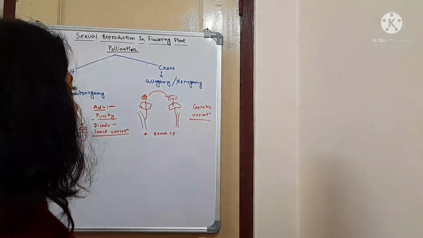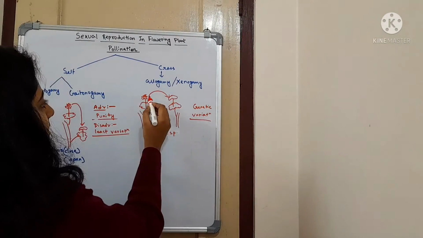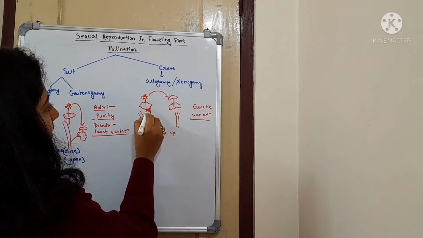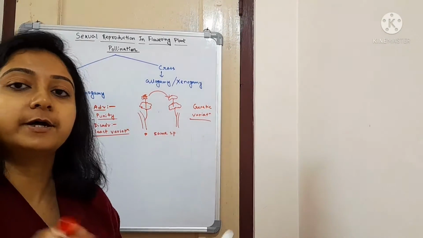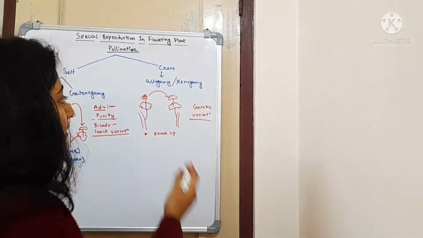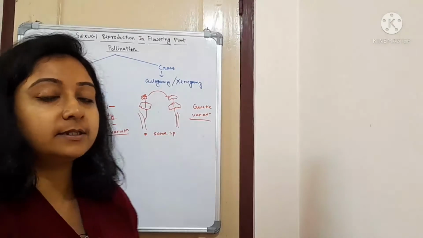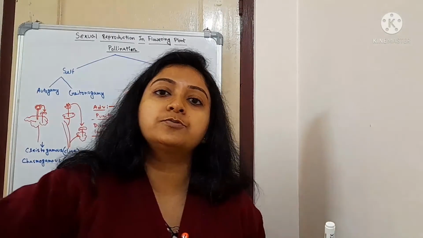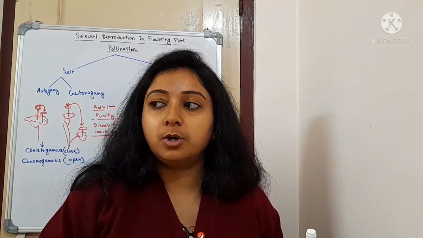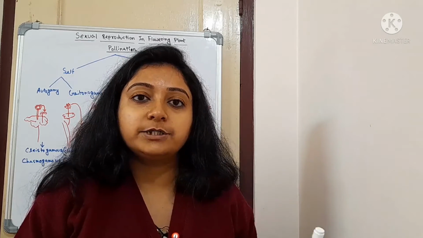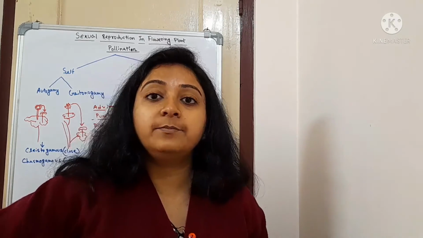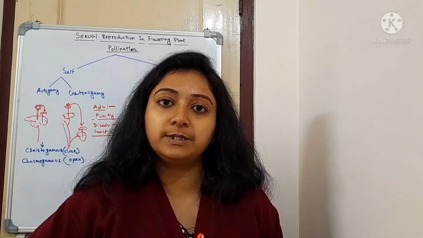Now let us see how the pollen grains will be transferred from one flower to the other flower of another plant. Because maybe one plant is situated here and the other plant is situated, for example, 10 meters, 50 meters or 100 meters away from that plant.